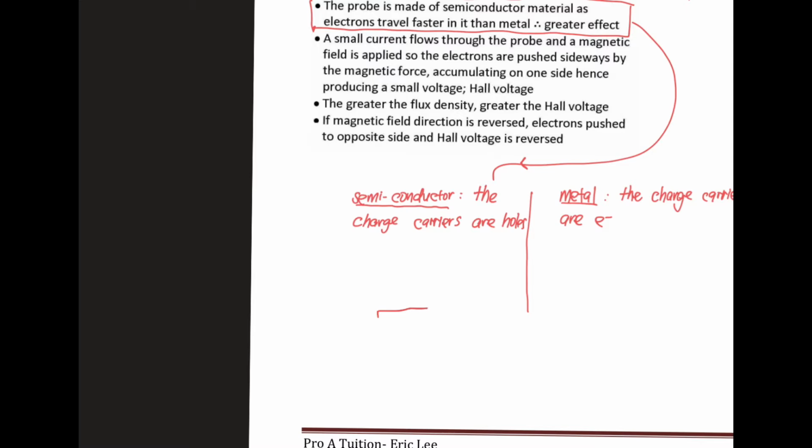Let us put it in a similar way. I draw a probe. This probe is made of semiconductor. Now here I draw another probe. This probe is made of metal. So we want to see the difference.